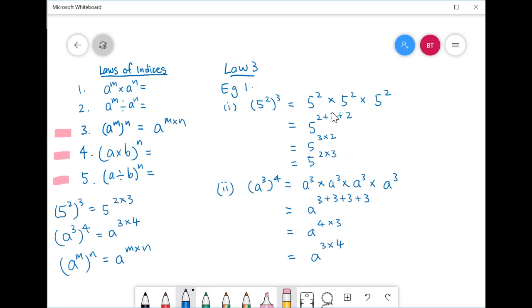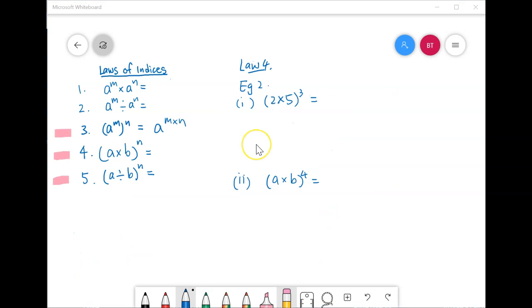Okay, so in the next example, example 2, we'll be looking at the situation for law 4. In example 2, we have 2 times 5 to the power of 3. This is a similar situation to a times b to the power of n. So let's see what happens. Power 3 means there are 3 copies of 2 times 5 appearing, and they all get multiplied together.